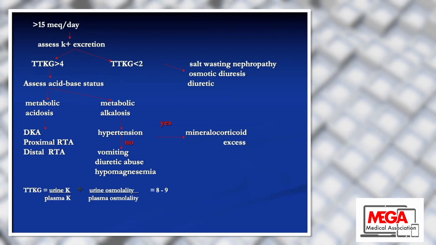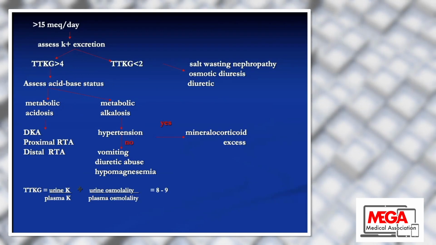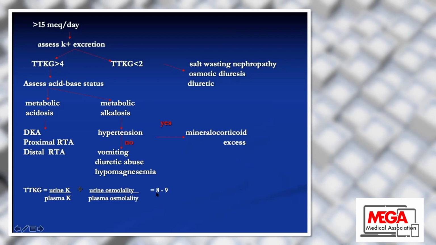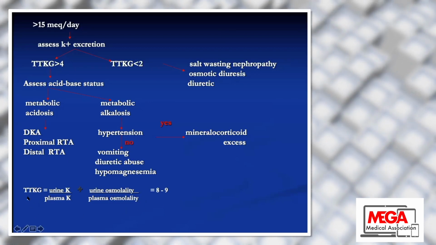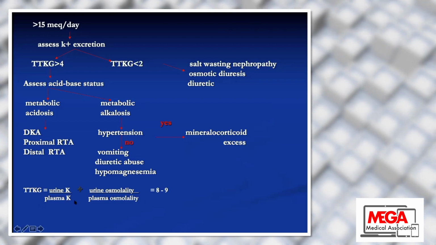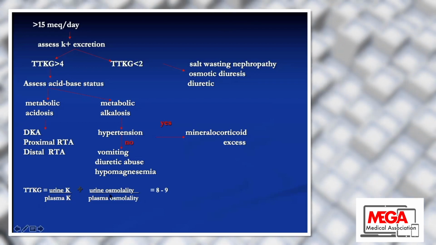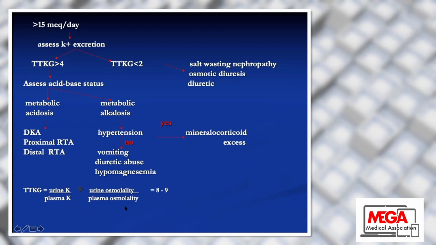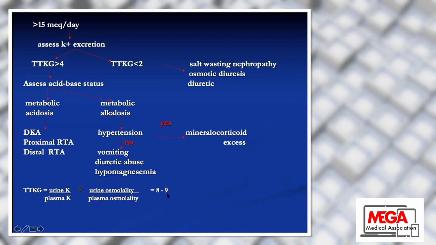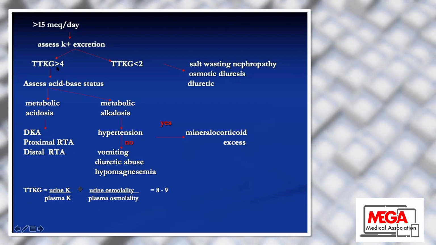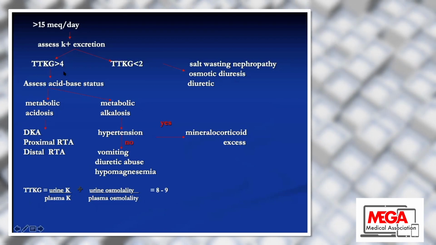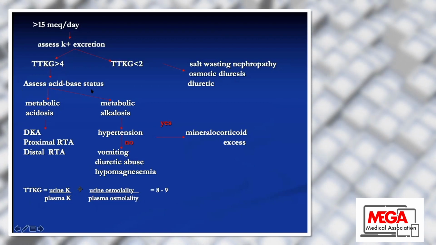So it will reflect the conservation of potassium in the collecting duct of the kidney and can be measured through this equation: transtubular potassium gradient equals urine potassium over plasma potassium, divided by urine osmolality over plasma osmolality. On a normal diet it will be 8 to 9. Here, if the TTKG is greater than 4, we'll also assess the acid-base balance.